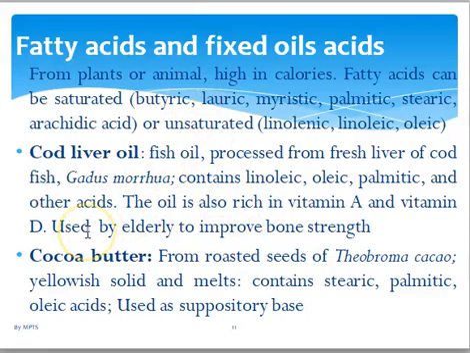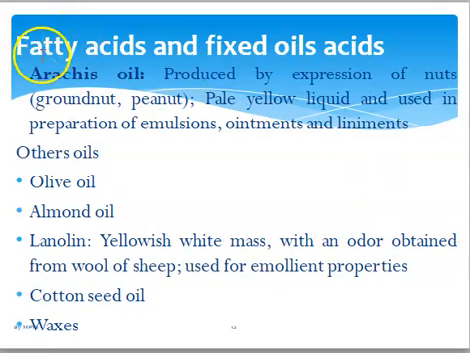Also we have cocoa butter. It's a fatty acid, containing stearic, palmitic, and oleic acid, and it is used as a suppository base. Remember, we are in pharmacognosy, interested in the source of this natural drug or aid. Other fatty oils, you have arachis oil. This is peanut oil. It is very liquid. It is used in preparation of emulsions. Others such as almond oil and lanolin, we are going to meet later on. So ensure the source is very important and the use.